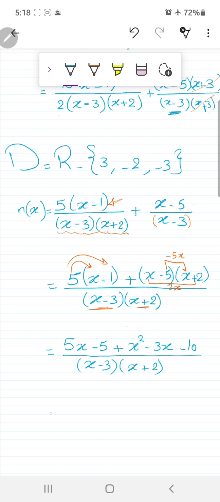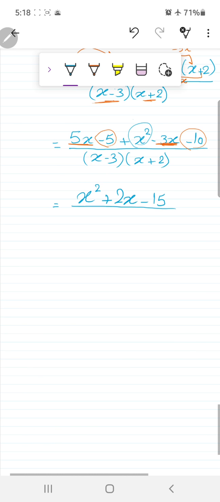Okay, arrange and simplify. Start from x power 2. So x power 2. Here we have 5x minus 3x. It will be positive 2x. Okay, here we have negative 5 minus 10. It will be negative 15 over x minus 3 times x plus 2.